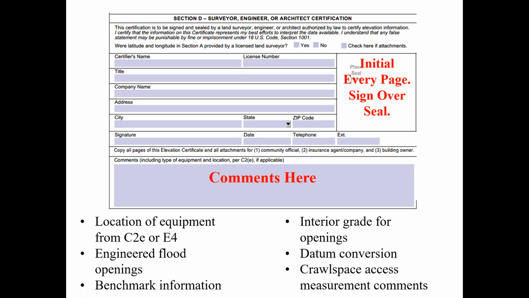Which sections were in what datum and what was converted, and that they used the NCAT software, and there might be documentation for that, which should be in there. And then any issues with the crawl space access, if they had to use a different than traditional method as per the instructions, should be in there. So there's lots of things to look for, depending on the specifics of the elevation certificate.